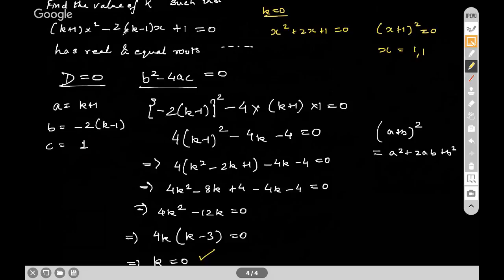Let us check whether it is valid for k equals to 3 also. So in case k equals to 3, what will happen? It will be 4x square minus 4x plus 1. Indeed, it is (2x minus 1) whole square equal to 0. So x equals to half and x equals to half are the two equal and real roots. So both the solutions, that is k equals to 0 and k equals to 3, will satisfy the condition, and the equation will then have real and equal roots. Okay, so let us take another problem from previous year paper.